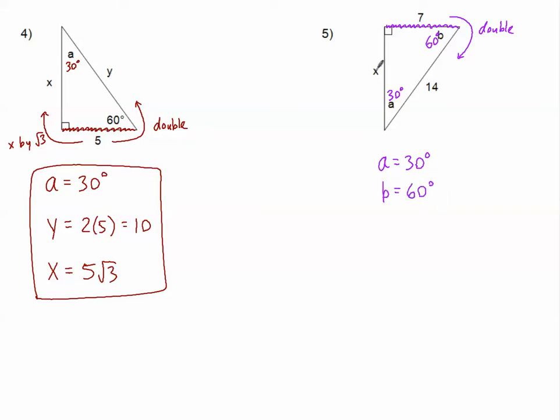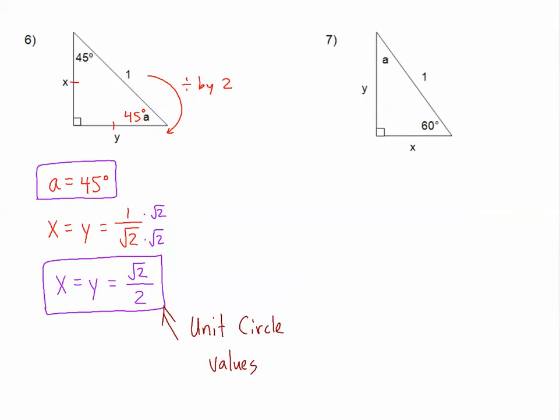So I am missing my leg, and this is the longer leg. If I know the shorter leg, I multiply by the square root of 3, and I have the longer leg. So now I know what x is. X is 7 times the square root of 3. Okay? Follows our pattern. And our final example, example 7. Let's see what we have here.